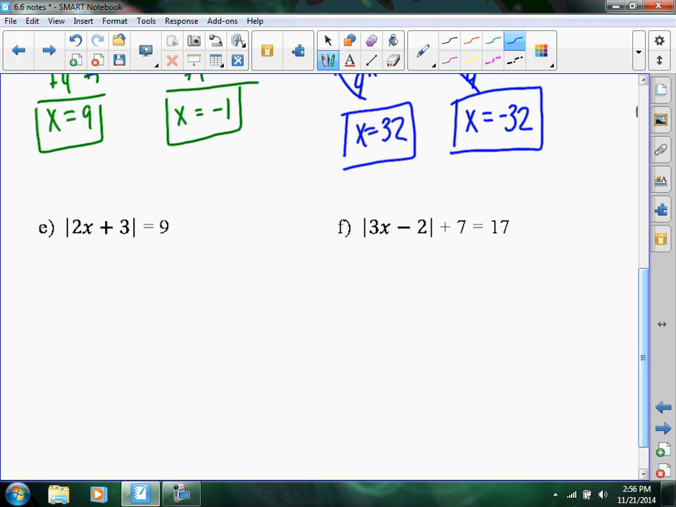Okay, now for part E, we have a more complex expression inside our absolute value here. But again, we just have to say, okay, what if I substituted it in for that whole 2x plus 3, what number do I need so that if I take the absolute value of it, I get 9? Well, I could put a 9, because an absolute value of 9 is 9, or I could do -9. So that's why I'm going to take 2x plus 3, set it equal to 9, and then the 2x plus 3, and set it equal to -9.